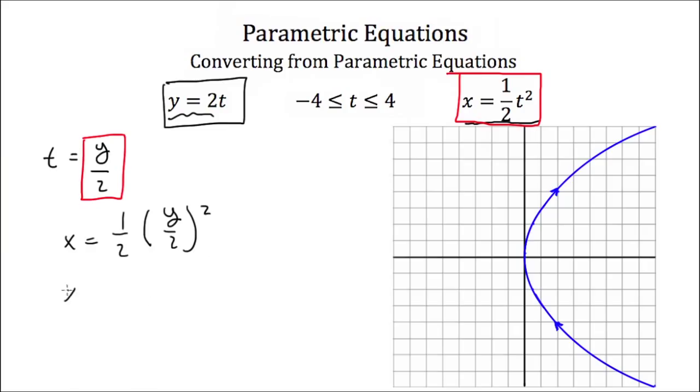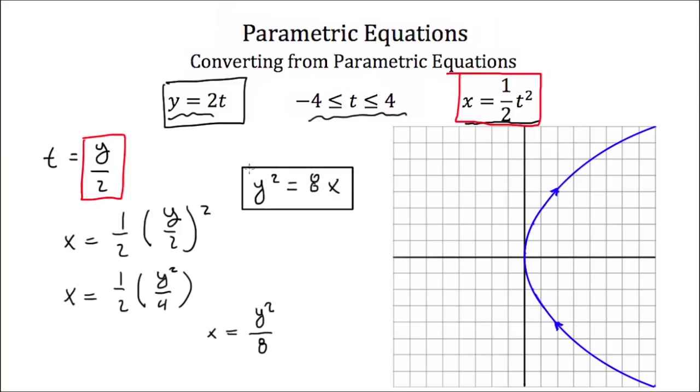This will simplify. I'll have x is equal to 1/2 times y squared over 4. And my equation then would be x is equal to y squared over 8. Or I can multiply both sides by 8 and I'll have y squared is equal to 8x. So this is my xy equation for this parabola.